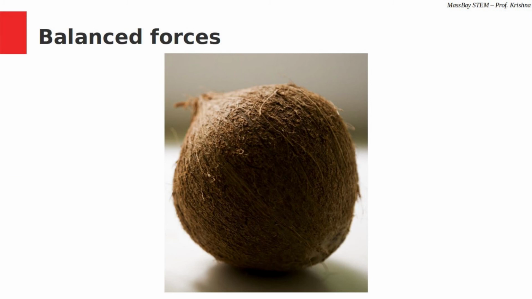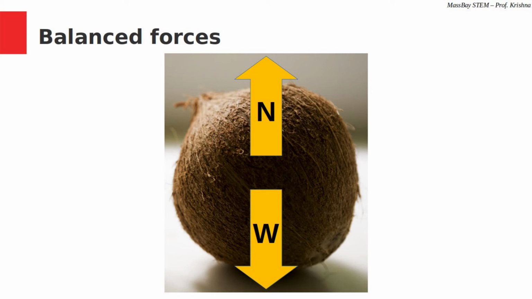In this course, we've seen several instances where an object feels multiple forces but doesn't move. For instance, this coconut feels two forces, weight pointed down and normal force pointed up. But these forces exactly cancel out. The coconut feels no unbalanced force, so it cannot accelerate from rest. So even though there are two forces acting on the coconut, neither one is actually causing any displacement.